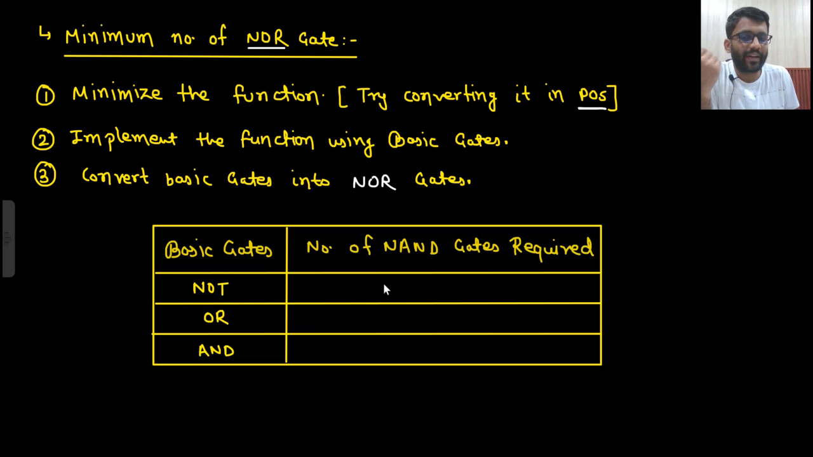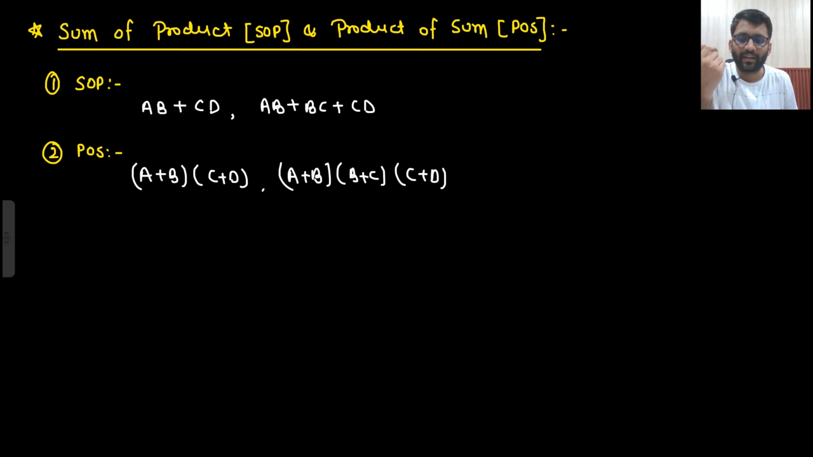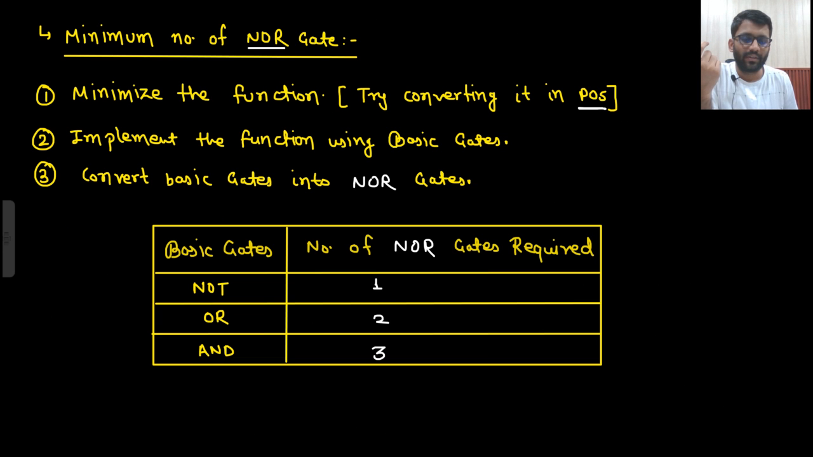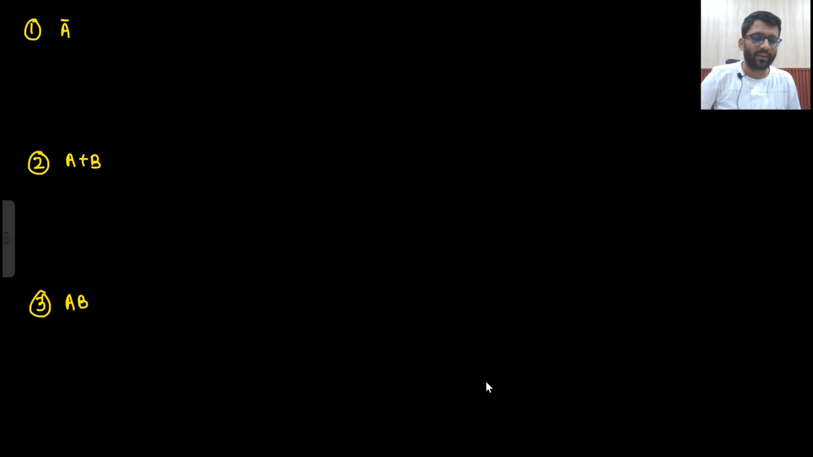So to implement NOT gate, how many NOR gates are required? I just copied the page, that's why these are there. How many NOR gates are required? 1. For an OR gate, 2 are required. For an AND gate, 3 are required. You can check it out. I have already written it down. So 2, 3, we will check it out now.